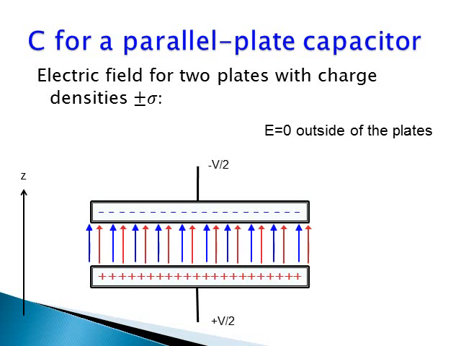So we have contributions from the positively charged plate, which point upward, and contributions from the negatively charged plate, which also point upward. As a result, we get the electric field which is twice as large as the field of each charged plate. It is equal to sigma over epsilon naught. It only exists between the plates.